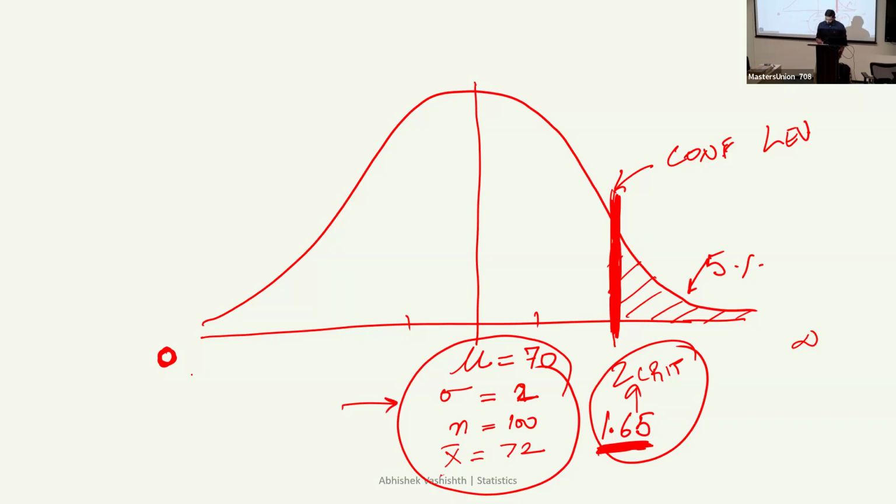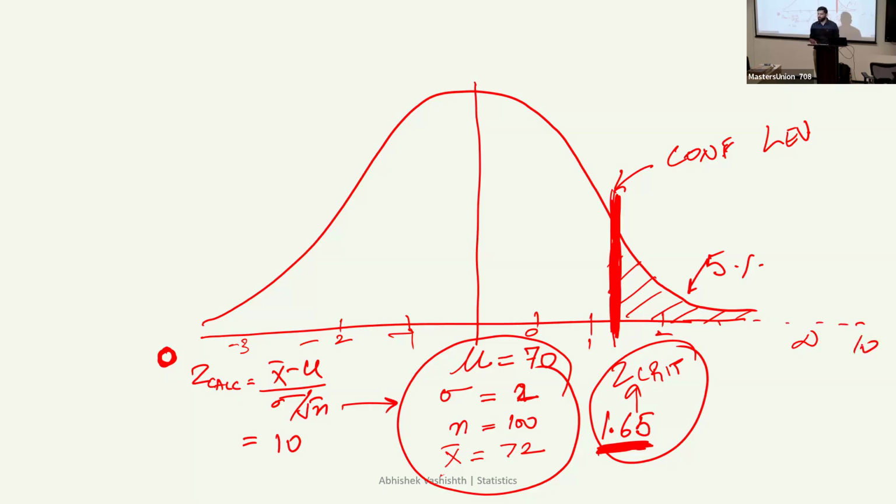The formula is simple. Z calculated is equal to x bar minus mu upon sigma by root n. And I calculated that, and my Z calculated value is coming out to be 10. 10 means what? 0, 1, 2, 3, 4, 5, 6, 7, and 10 will be somewhere here. Which is in the rejection region. So I am not featuring in the acceptance region.